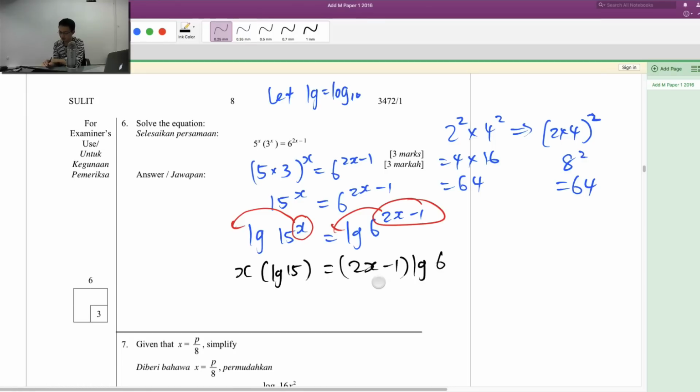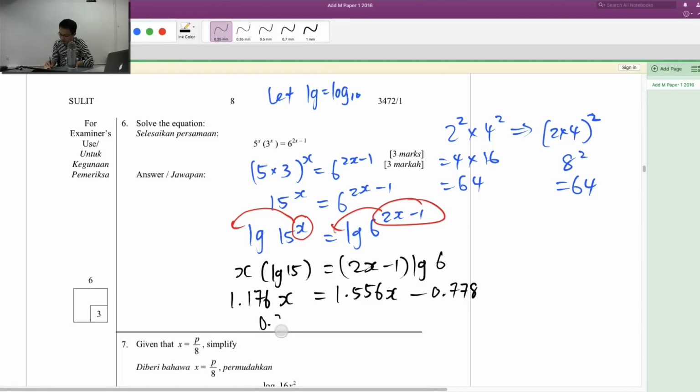Alright, then what I do next is I multiply it. So I will say log 15 multiply x, so I get 1.176x. And then this one, log 6, I will multiply with 2x. So I multiply 2 using calculator, and I get 1.556x minus log 6. Log 6 is basically 0.778. It's fine.